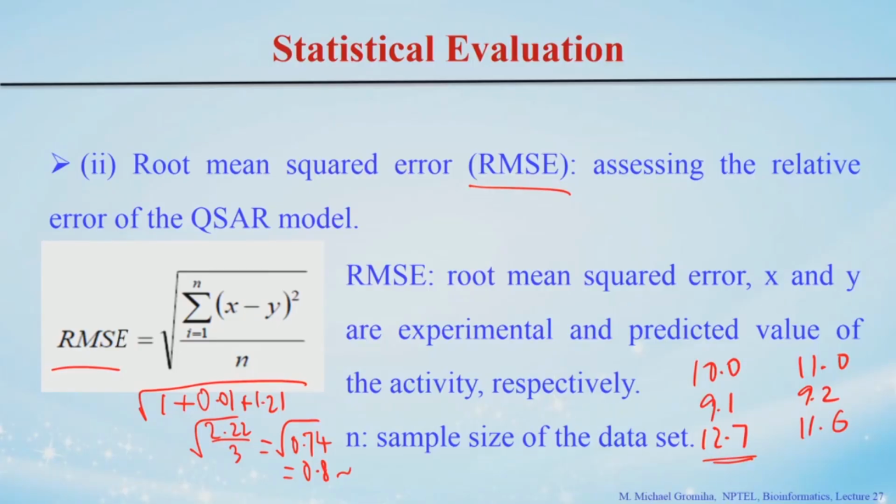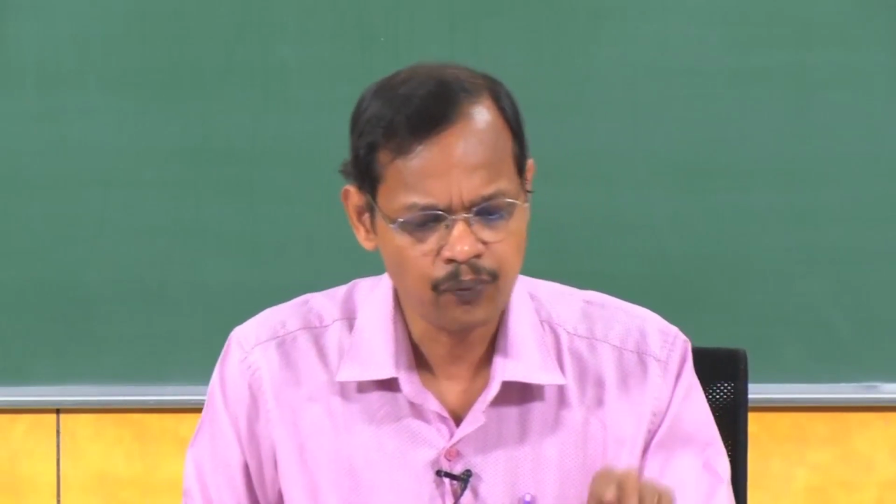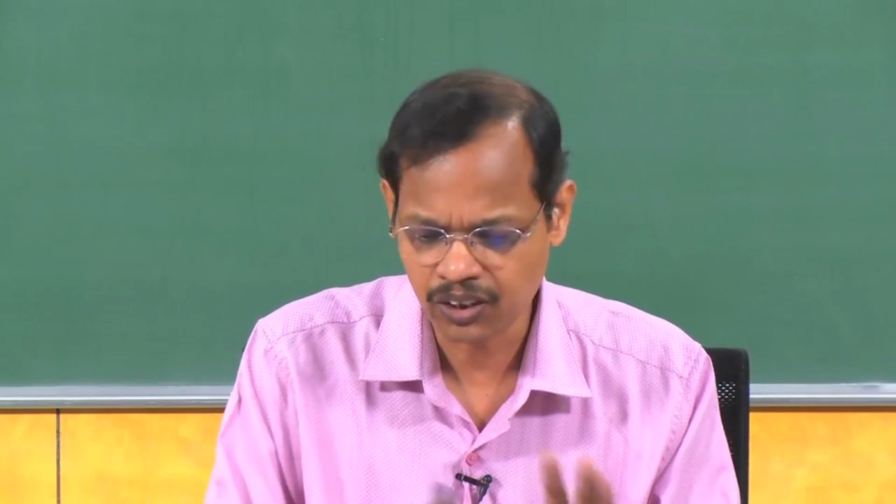So, in this case we need to use different measures to see whether your predicted values are related with this experimental data. Here n is the sample size, and x and y are the predicted and experimental values. So, you can get the root mean square error. This will tell you how far your method could fit well with this experimental data.